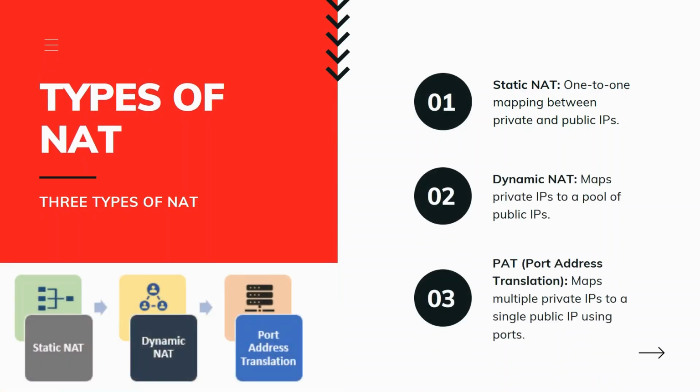And there are three main types of NAT. First one is static NAT. This is a one-to-one mapping between a private IP address and a public IP address. It's commonly used for servers that need to be accessed from the internet. Second one is dynamic NAT. This type of NAT maps a private IP address to a public IP address from a pool of available IPs. Once the translation is done, the IP is released back to the pool.